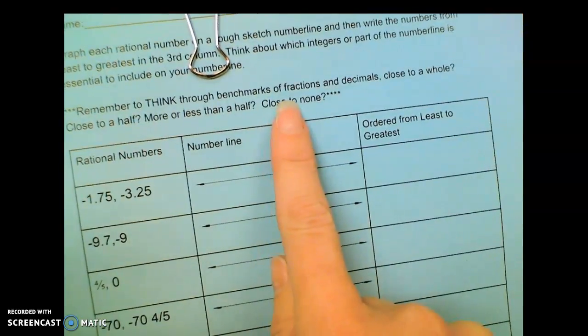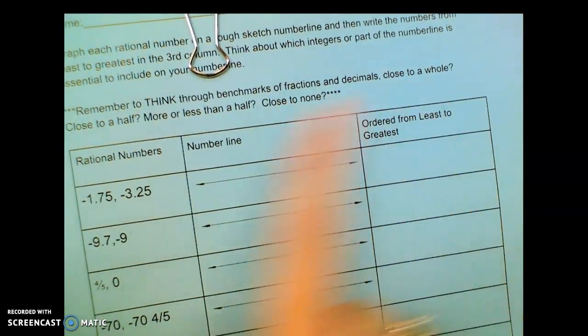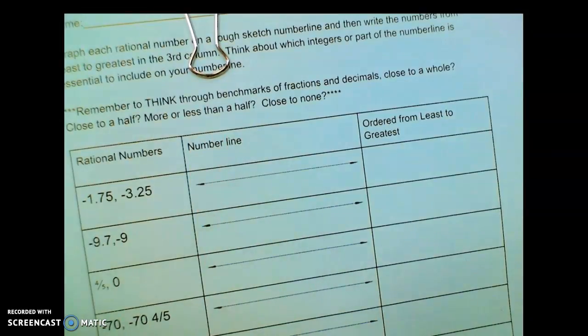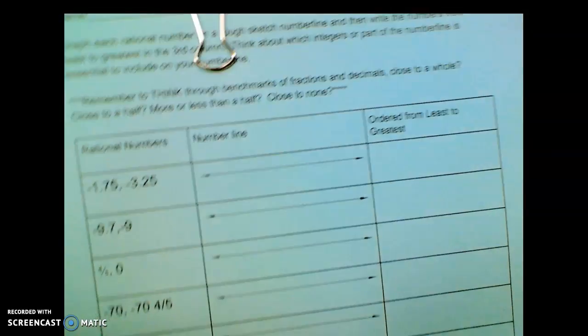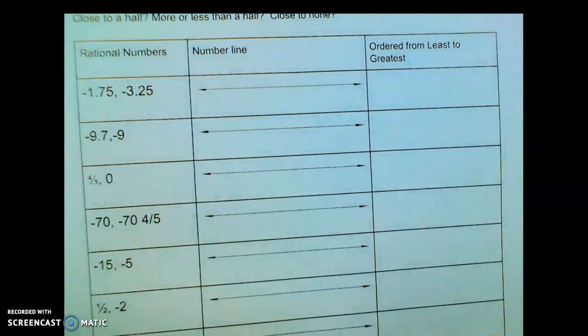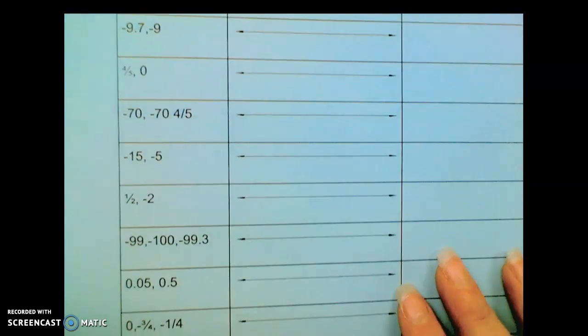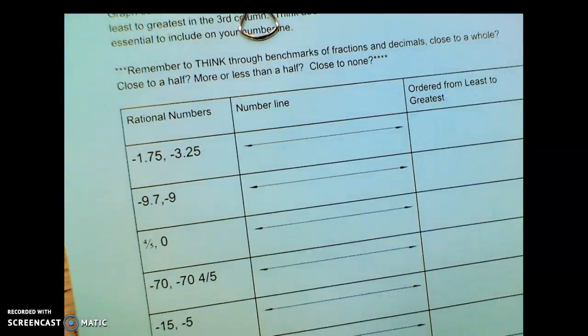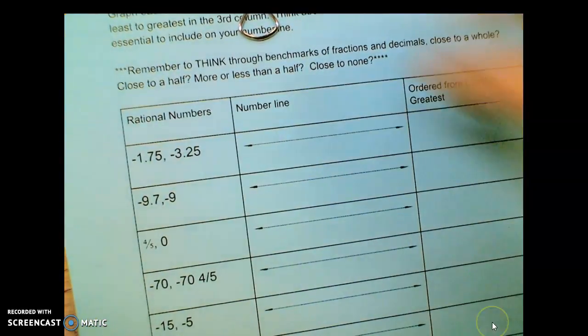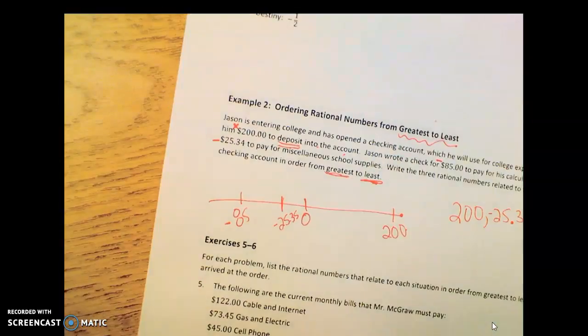Remember to think through benchmarks, fractions, and decimals: close to a whole, close to a half, more or less than a half, close to none. Some of those little things can really help you to place them quickly and efficiently. And it's only one-sided tonight. You're welcome. So finish your classwork and then go to video 2 to check your work.